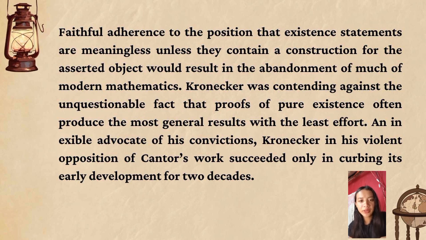Kronecker challenged the common practice of proof based solely on pure existence. He argued that such proofs, while often elegant, don't provide a concrete understanding of the object involved. Despite his strong conviction, Kronecker's opposition to Cantor's work only managed to slow down its early development for two decades. His efforts were ultimately unsuccessful in stopping the widespread acceptance of set theory.